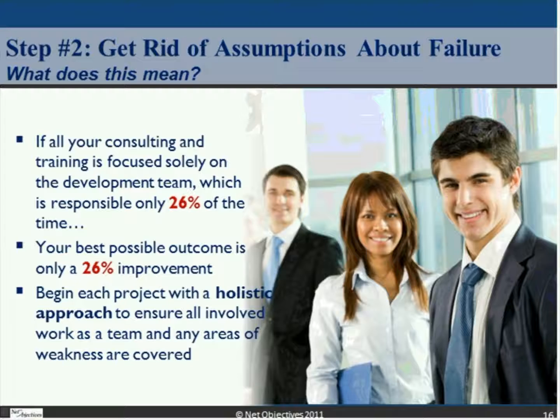Okay, so we've got to get rid of assumptions about failure. If we think that the failure is like who had it last, that it's the development team, then that's actually not accurate. They have it only 26% of the time. So if you focus on them, you're only going to get a 26% improvement. You've really got to begin a project with this holistic approach to ensure that all involved, not just the development team, are being looked at in how to improve.